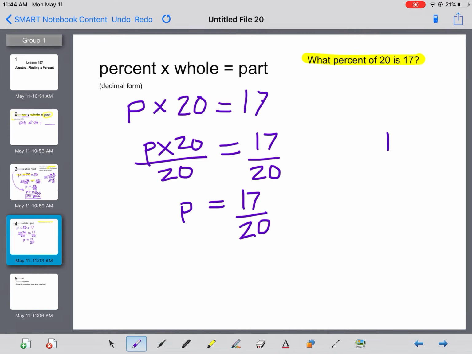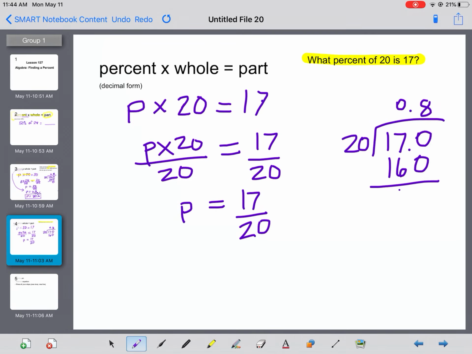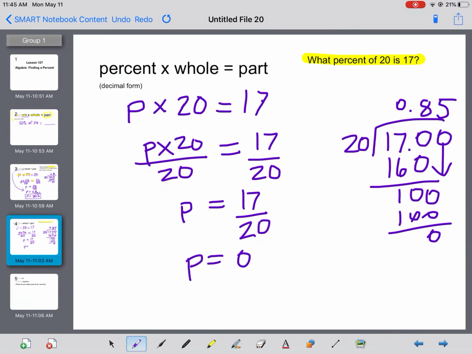And then you just do your division. 17 divided by 20. 20 can't go into 17, so we'll get a decimal over here. 20 goes into 178 times. 8 times 20 is 160. Twenty goes into 100 nice and evenly. It goes 5 times. 5 times 20 is 100. Remainder 0. Lovely. Our percent in its decimal form is 0.85.